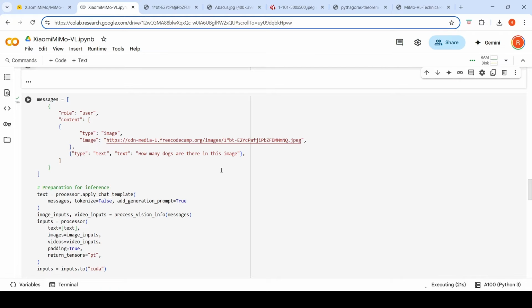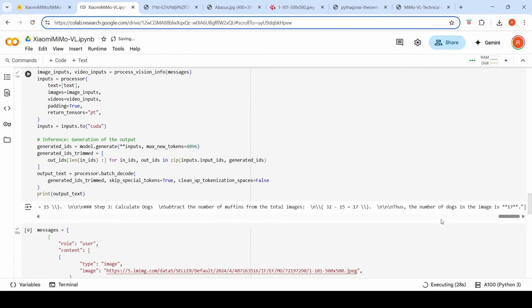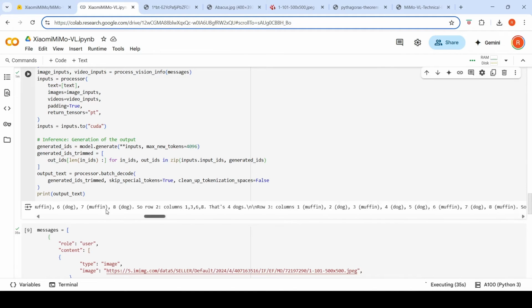So I gave this particular image and I asked how many dogs are in this image. I increased the max new tokens to 4096 for the output. Finally, it says that the number of dogs in this image is 17. It says to subtract the number of muffins, so it is able to identify that in this image you have a mix of dogs and muffins.